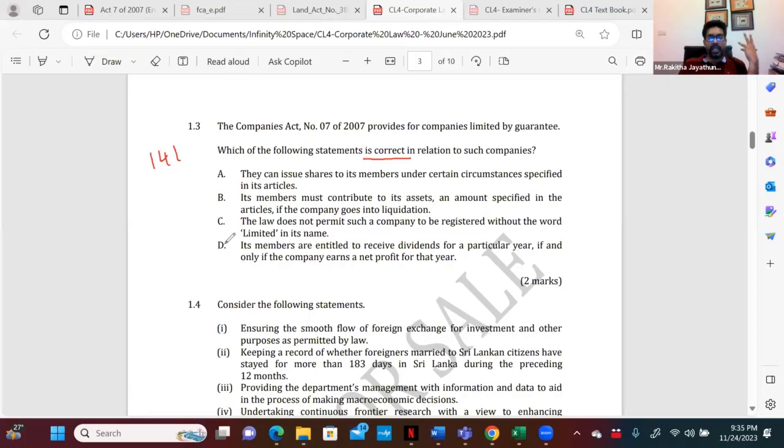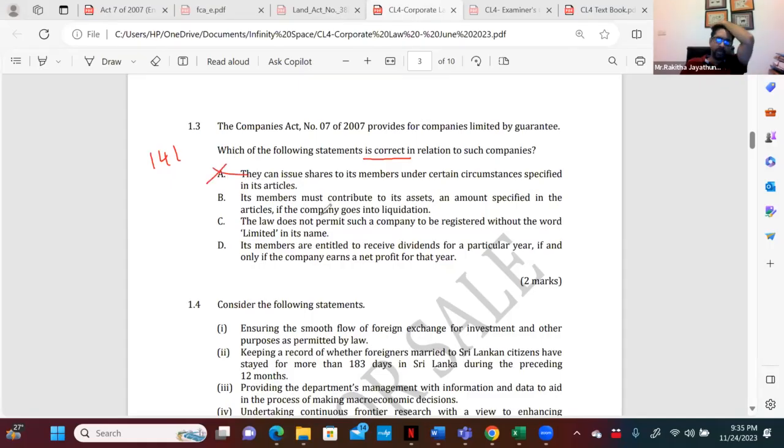And if they want, they can avoid the use of the word limited, because these are non-profit making business organizations. The moment you use the word limited, it gives you the impression that it's a profit making organization. So to give that opportunity, they can obtain permission from the Registrar of Companies to use the name of the company without using the word limited. So those are the main features of a company limited by guarantee. So what is the correct statement? They can issue shares. I told you, there are no shareholders. They can't issue shares. So the first one is wrong.